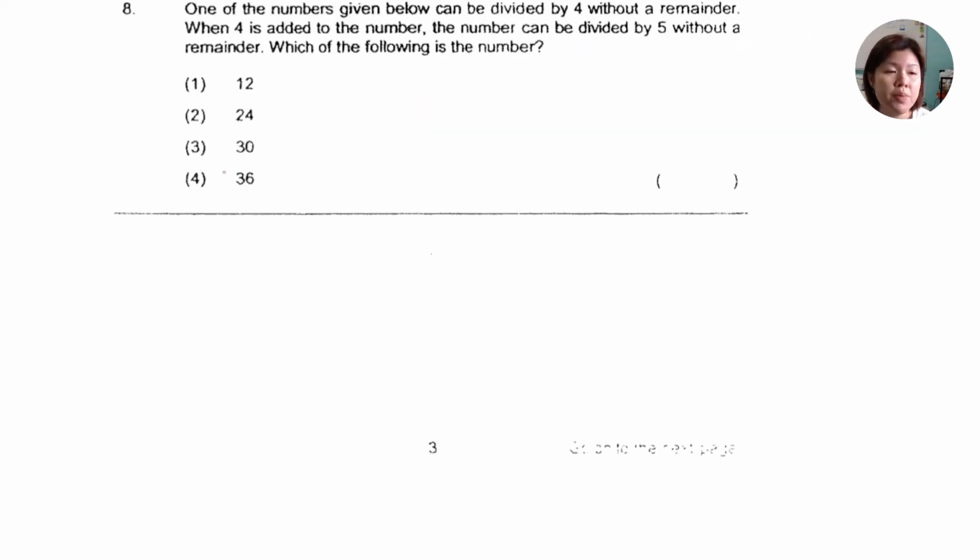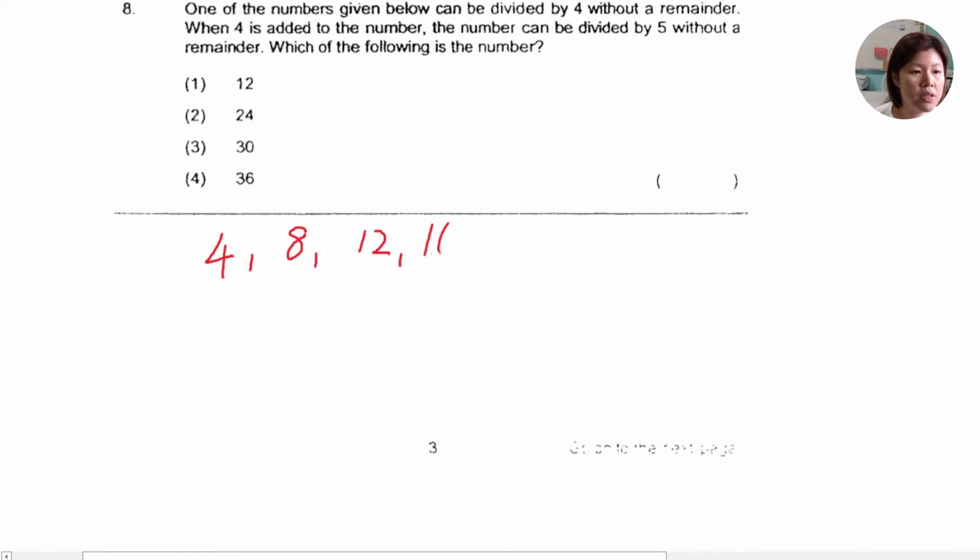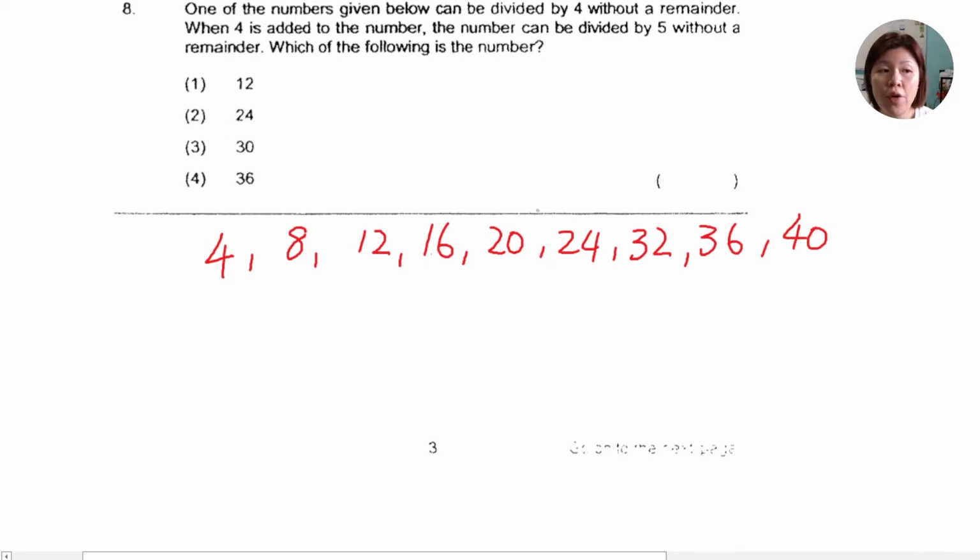Okay, next, one of the numbers below can be divided by 4 without a remainder. Okay, so we have to list down, since it can be divided by 4, it must be multiples of 4. So let's list down the multiples of 4 first, which is 4, 8, 12, 16, 20, 24, 32, 36, 40. So they mentioned that when 4 is added, the number can be divided by 5 without a remainder. So let's add a 4 in here. So now we have a change in the number.